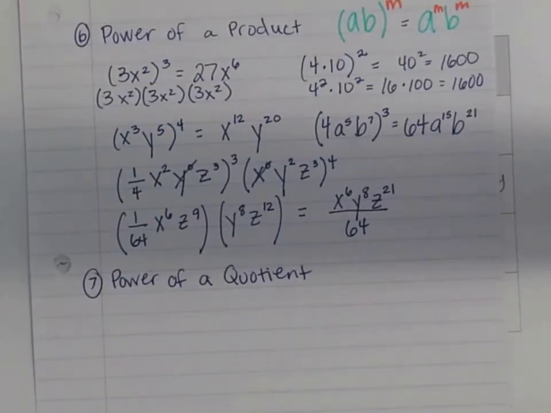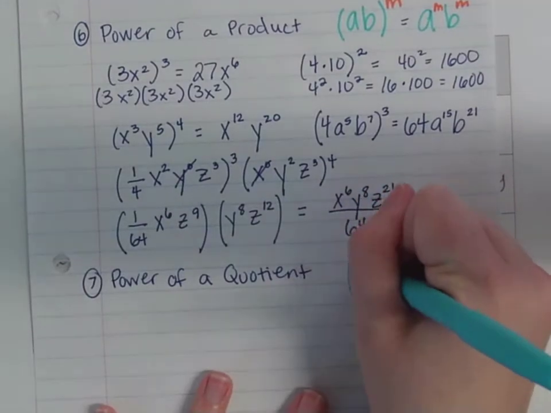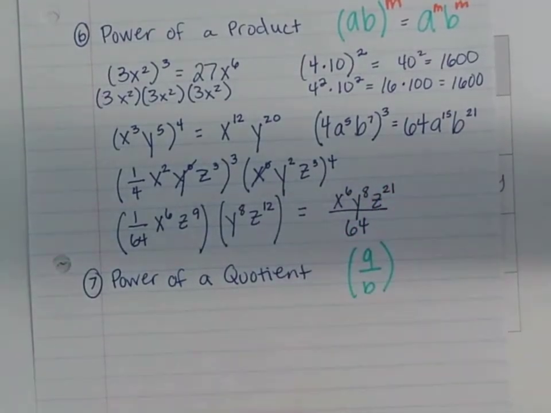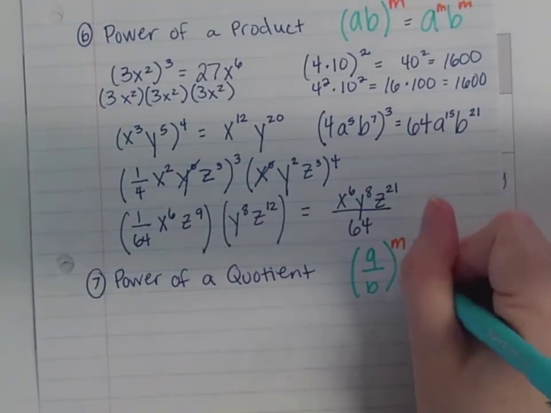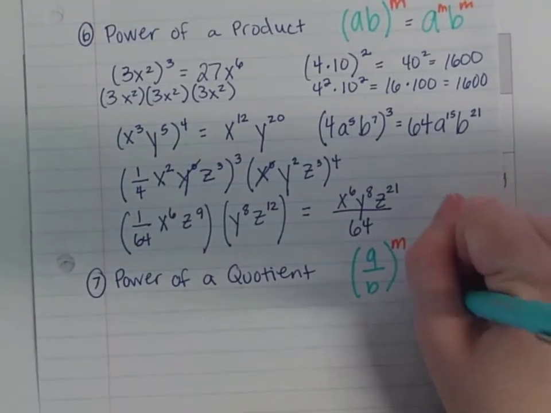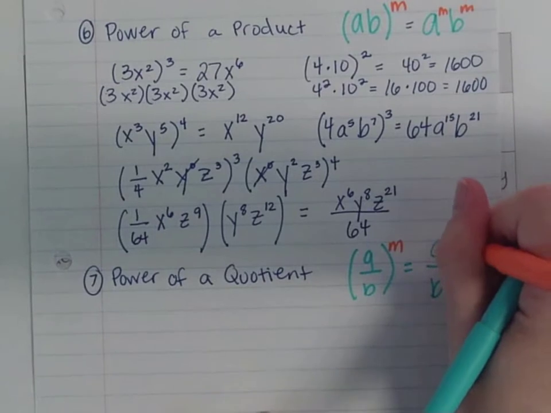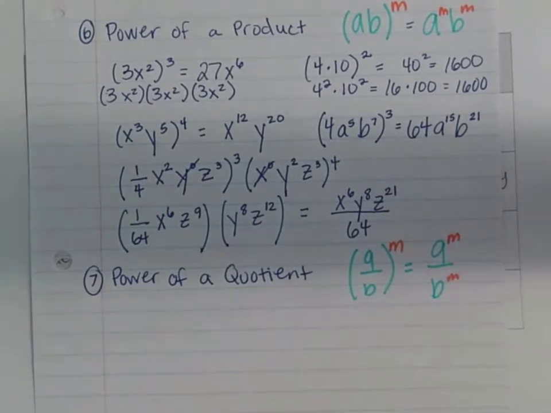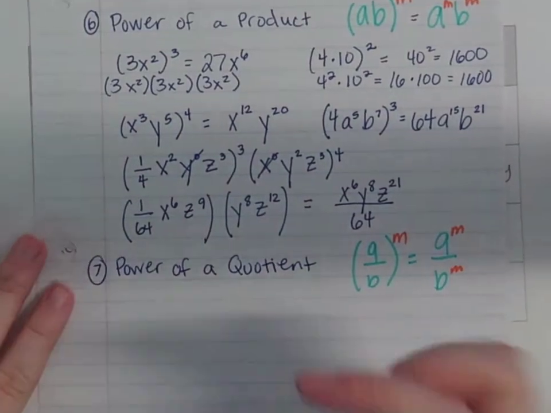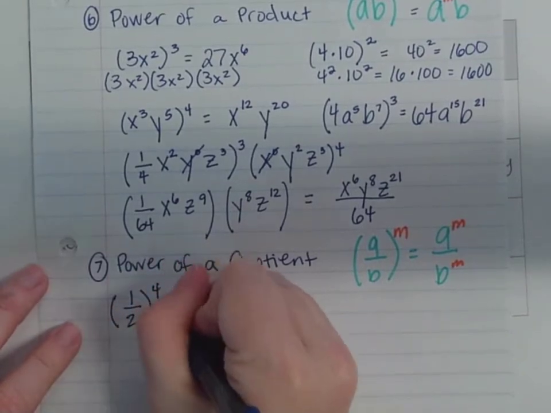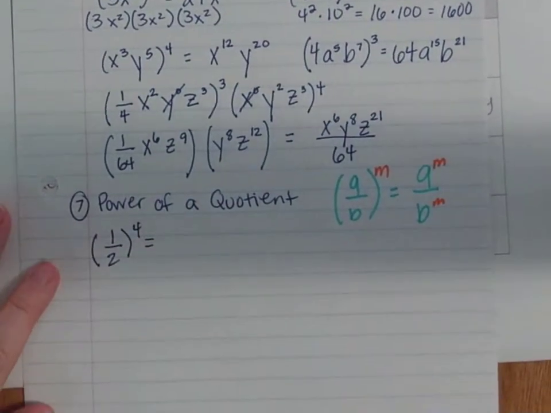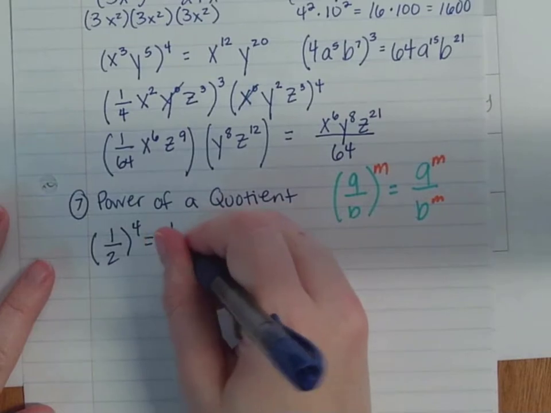Power of a quotient says a over b to the power of m equals a to the m over b to the m. And you have already experienced this. You've seen it in action. 1/2 to the power of 4 is what? 1/16.